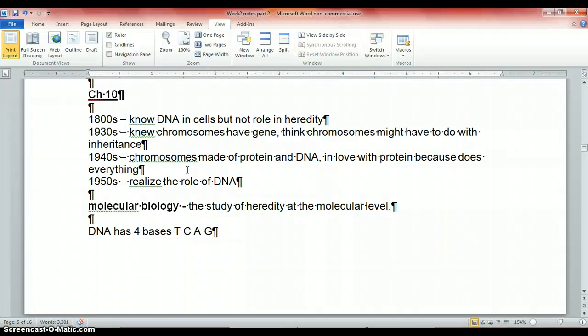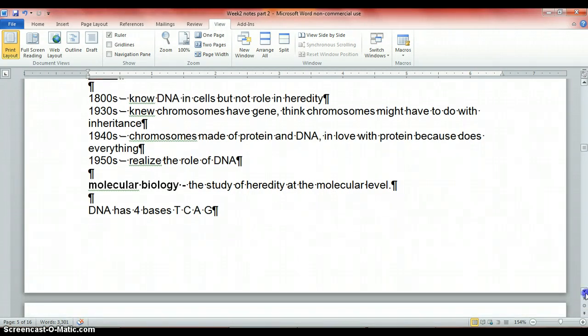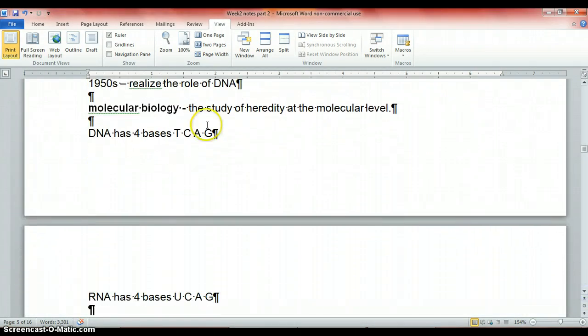Molecular biology is the study of heredity at the molecular level. DNA, as you remember from a previous chapter, has 4 bases: T, C, A, and G. RNA changes the T to a U. Otherwise, it still pairs with A, C with G.